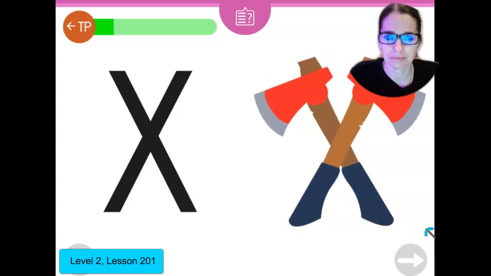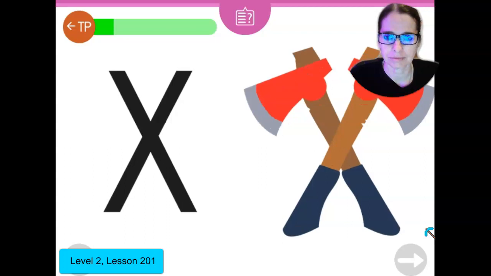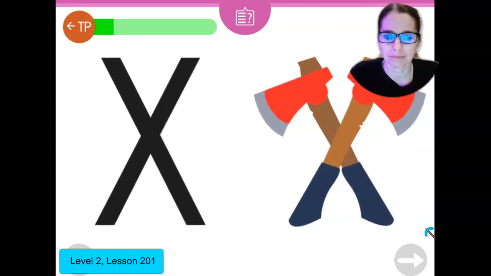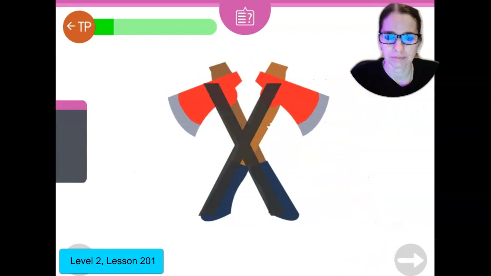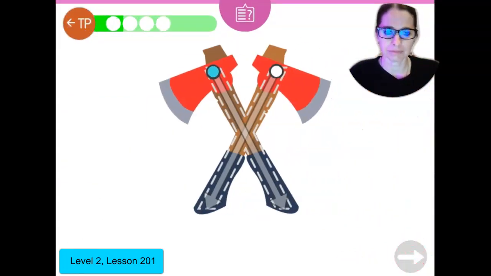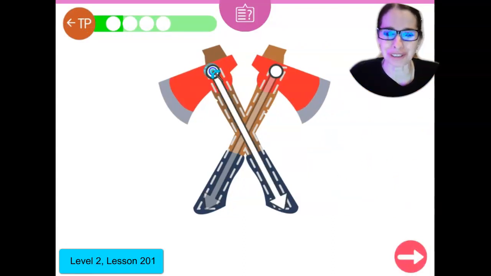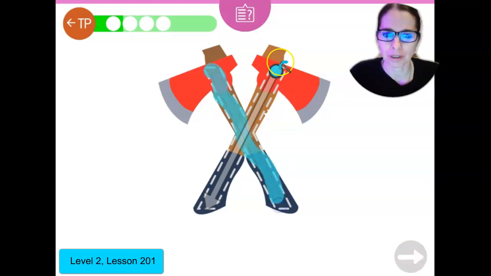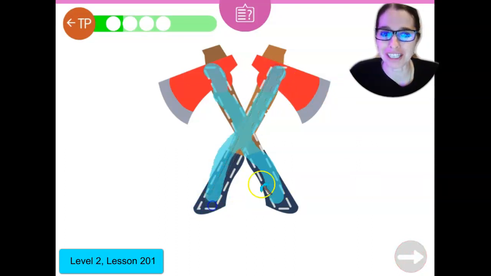The X sound says X, X, X. The first thing we're going to do is to practice drawing this letter. The reason we want to draw this letter correctly is so when we write this letter, if it's out of the lines, the person reading our communication understands what sound to make.